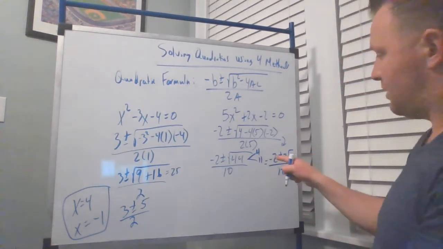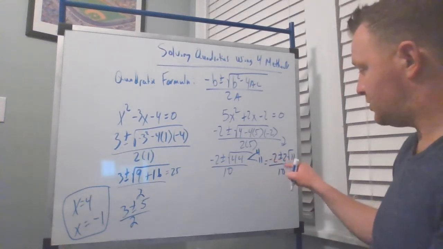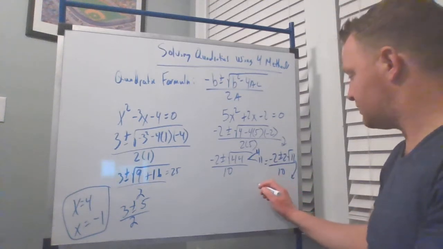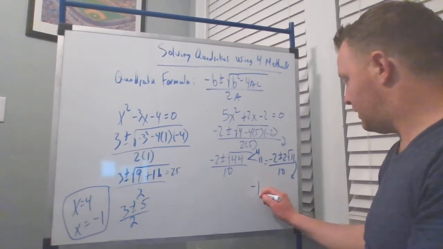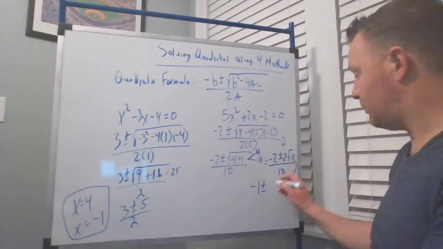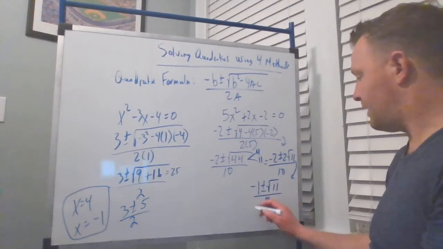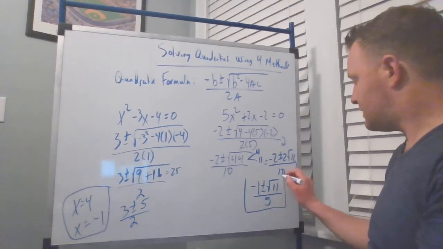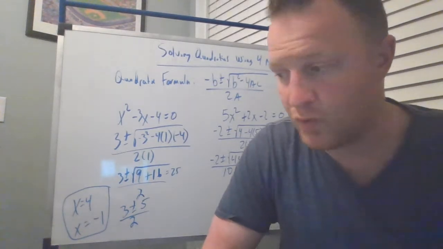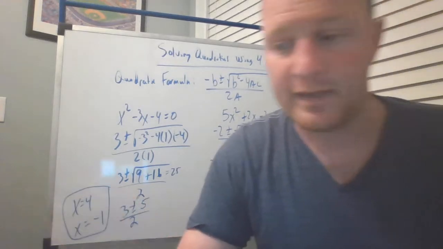Last but not least, all my numbers on the outside, all my negative 2, 2, and 10, these are all divisible by 2. So your final answer is going to be negative 1 plus or minus, we don't write the 1 in front of this, we never do, square root of 11 all over 5. And this takes care of that type of question and some stuff that you most likely will see in this work that I have assigned.